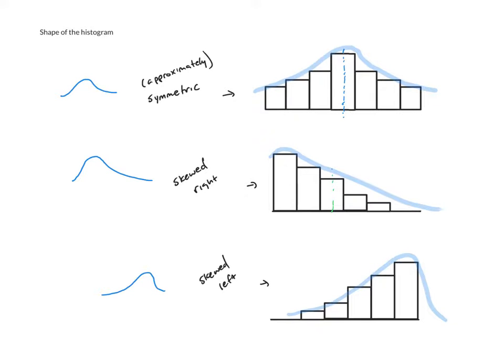So in review, a histogram can be symmetric or approximately symmetric if we can fold it in half, skewed right if it trails off to the right, or skewed left if it trails off to the left. We can also display histograms, rather than drawing the actual bars, as these general shapes, that is, drawing the curve that would lie on top of the histogram.